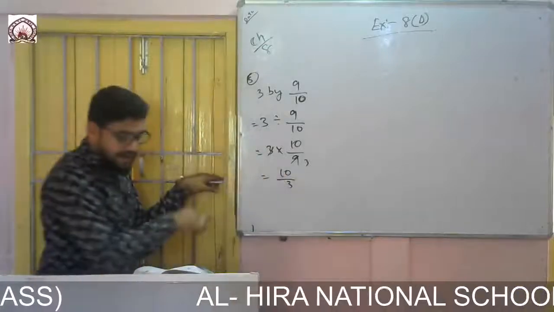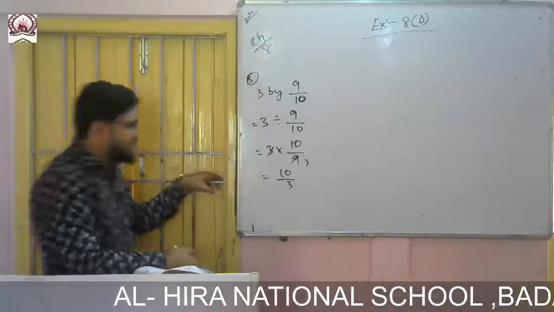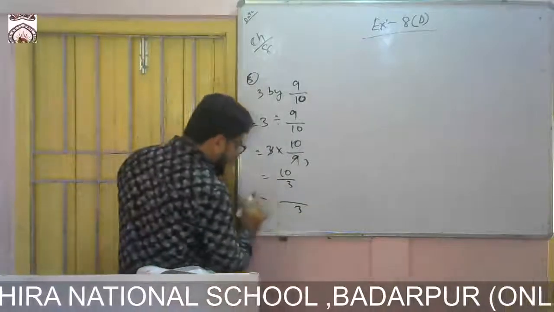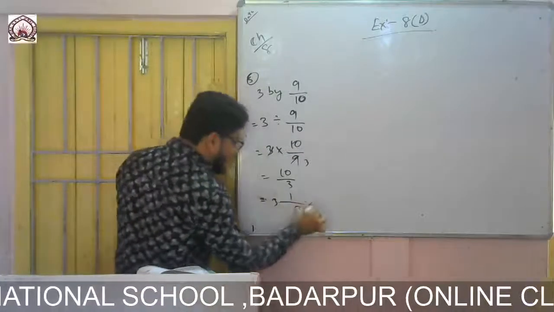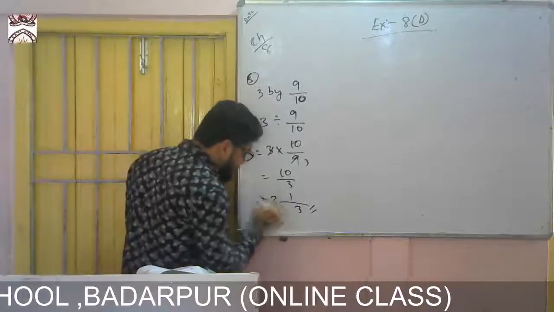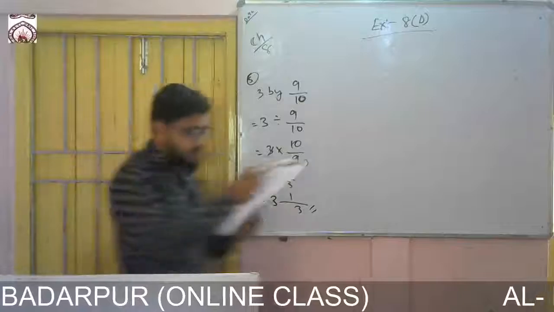So 10 by 3 is an improper fraction, so I shall take it into a mixed fraction. 3, then how much? 3 3s are 9, remain 1. So 3 1 by 3 is the required answer. Now come to the next question.